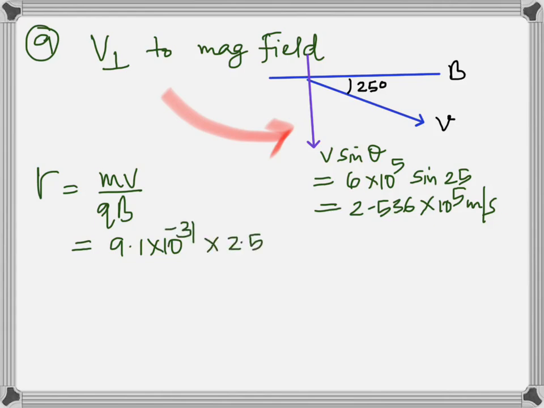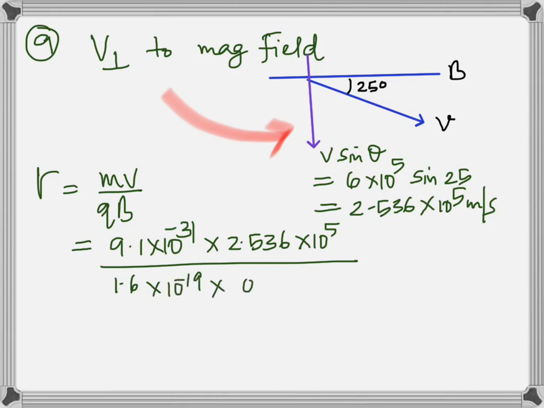That's the mass of the electron, times the velocity divided by the charge multiplied by the magnetic field strength. And you get the answer as 2.4 times 10 to the negative 5 meter.